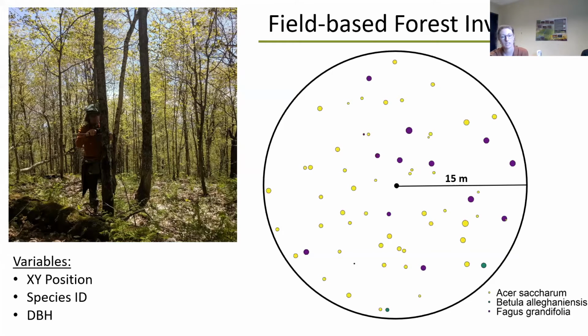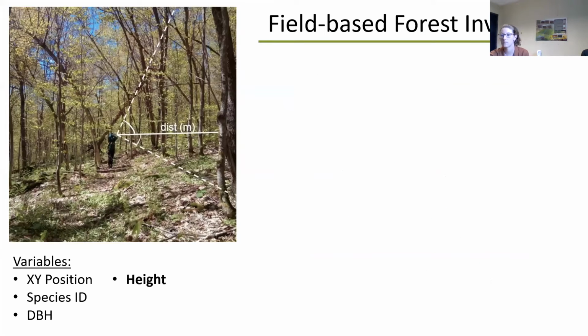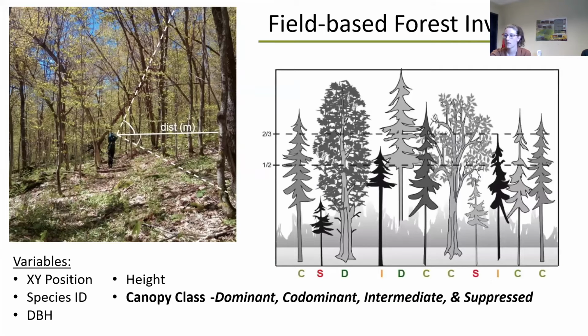However, we were also interested in the vertical structure of the community. For each individual, the height was measured. They were assigned a canopy class, where dominant trees extended into the canopy and were clearly visible and taller than their surrounding neighbors. Codominant trees also extended into the canopy. However, they were not the tallest individuals present. And then we have 2 crown classes that were below the canopy: intermediate trees, and then very short suppressed trees.